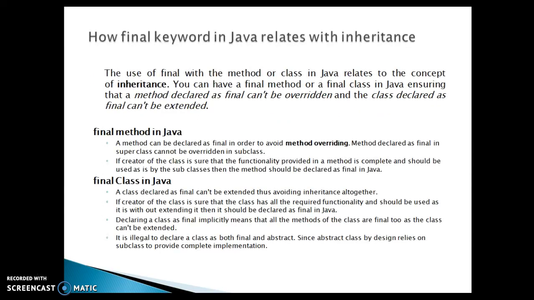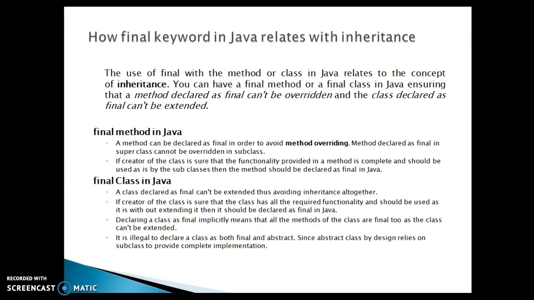Now, how does the final keyword in Java relate to inheritance, right? The use of final with a method or class in Java relates to the concept of inheritance. You can have a final method or final class in Java, ensuring that a method declared as final can't be overridden and a class declared as final can't be extended, right? So when we talk about the final method in Java, a method can be declared as final in order to avoid method overriding, right? A method declared as final in a superclass can't be overridden in the subclass, and that basically prevents method overriding.